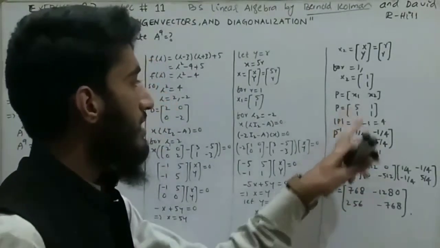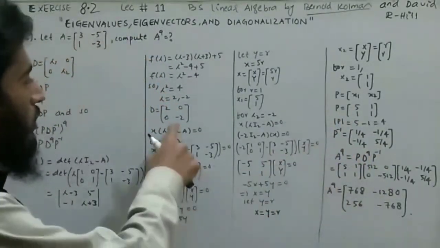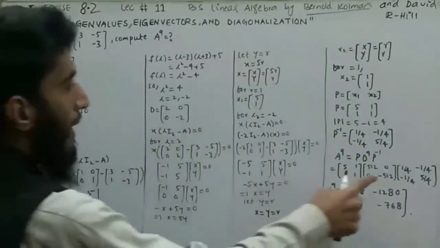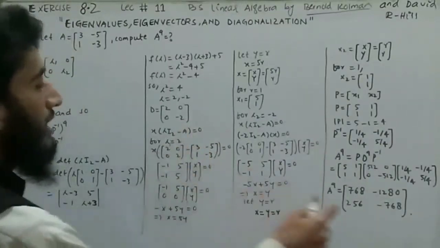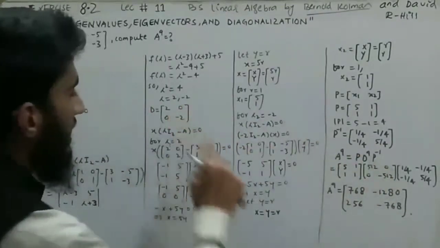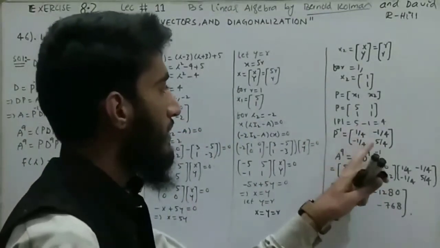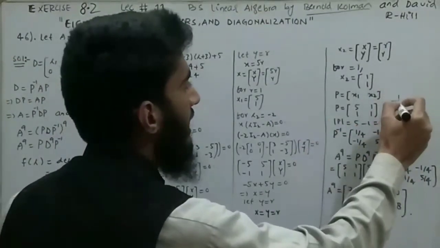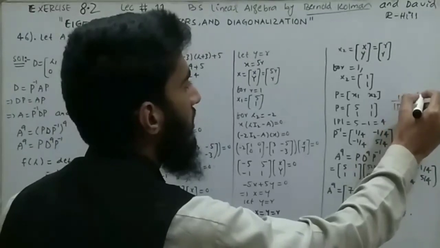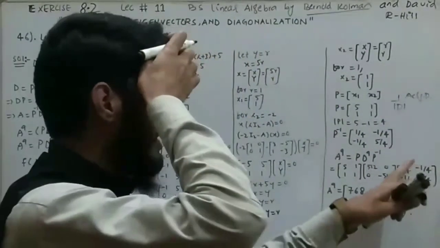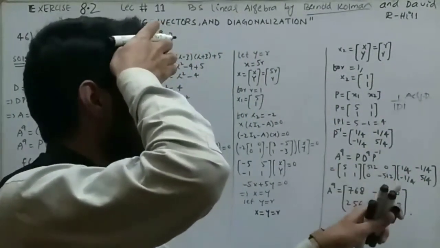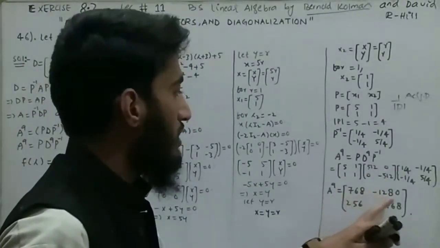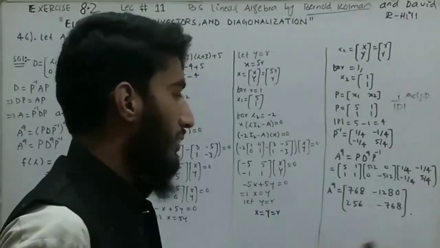P is given by this matrix, and D we already found from the eigenvalues. Taking the power 9, 2 power 9 is 512 and minus 2 power 9 is minus 512, and these non-diagonal entries will be 0. Into P inverse, which is this matrix we found from P by using 1 over determinant of P times adjoint of P for a 2 by 2 order matrix. So it will give us this matrix. Now by multiplying these three matrices, it will give us A power 9, which is 768, minus 1280, 256, minus 768.